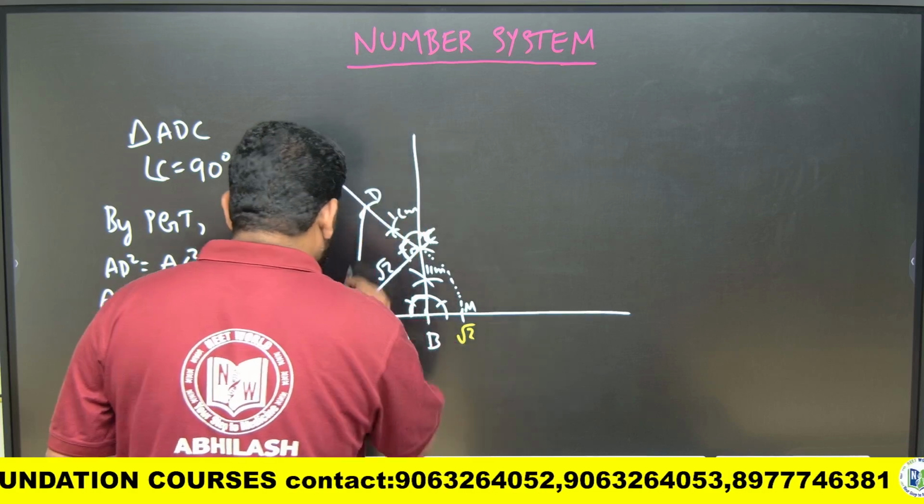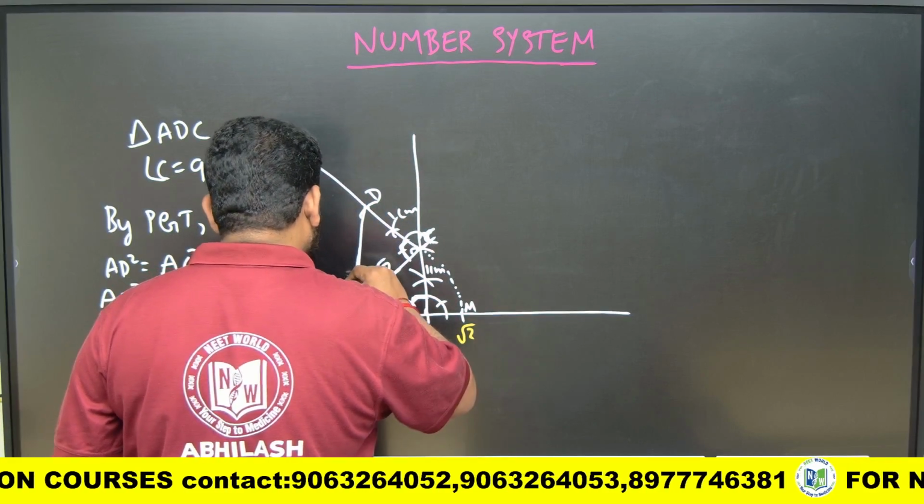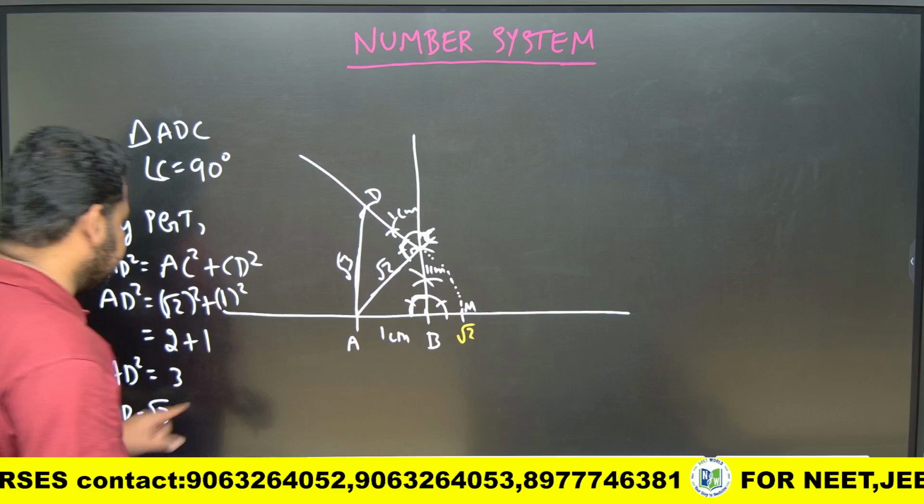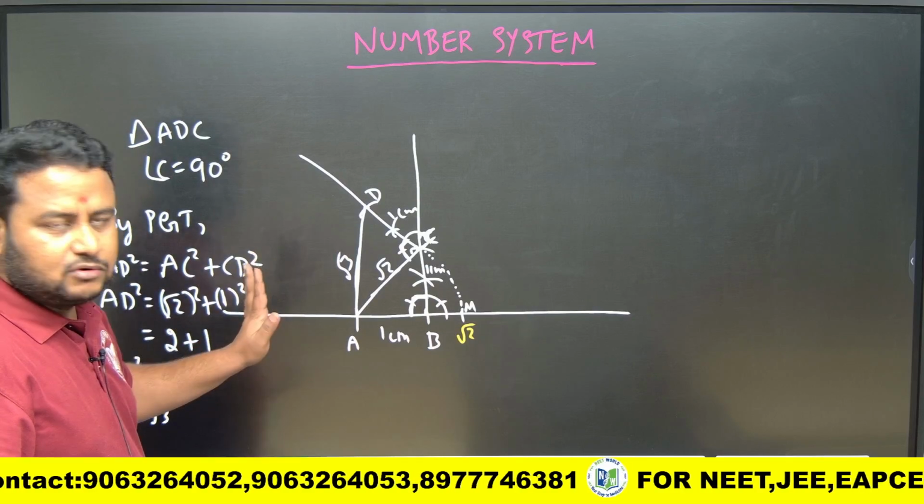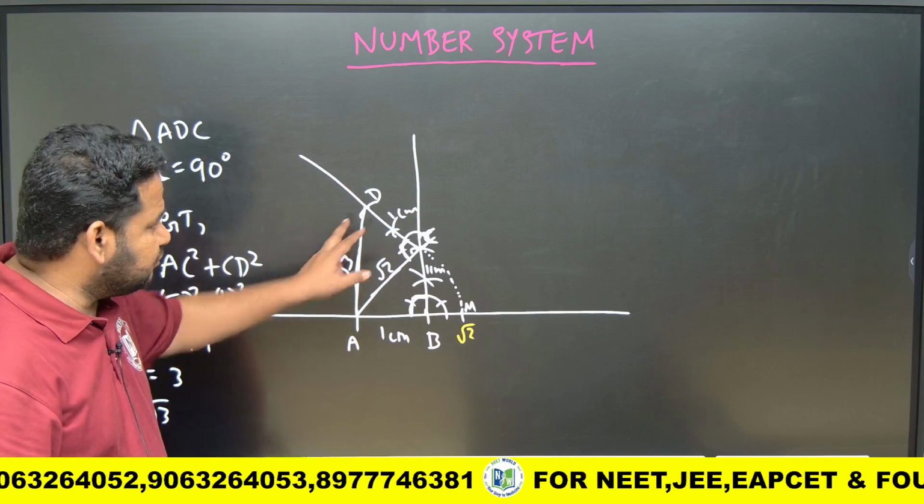By Pythagoras theorem, I got this as equal to root 3. We got root 3. See, AD I got it as root 3. Is it done now? No. I have to represent it on the number line.